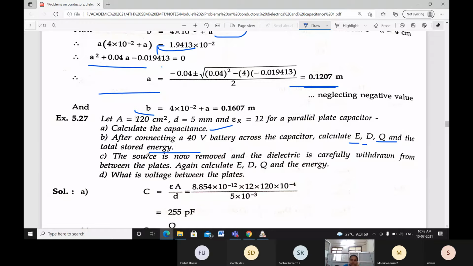Then the source is now removed. First it is applied and then it is removed, and the dielectric is carefully withdrawn from the plates. Then again calculate what is E, D, Q, and also the energy. This is the third one. Then the last one is what is the voltage between the plates. Four cases they have given; we have to find based on the given parameters.